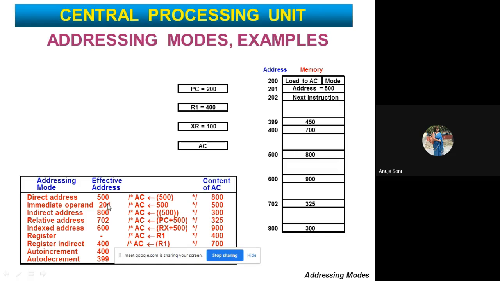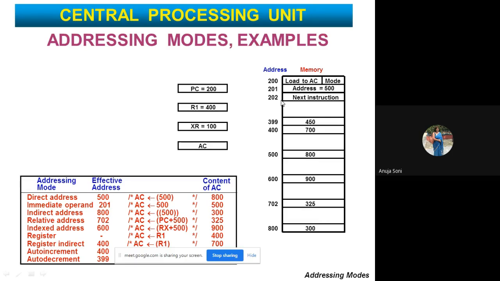Now we come to the indirect address. As per the definition of the indirect address, this address is indirectly used in order to locate the value of the operand. Meaning first the control will go to 500, then at 500 you find a value, and this further will work as the value of the address. Then the control will go to 800, and whatever final value you get at 800 will be called the value of the operand to be loaded in your accumulator register.